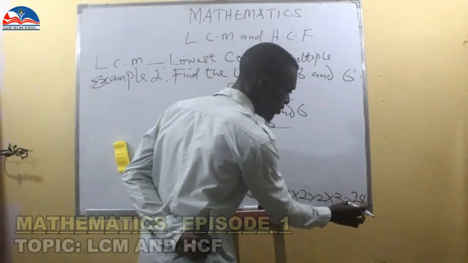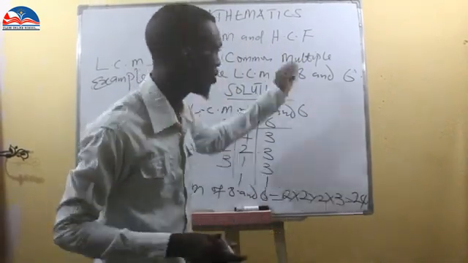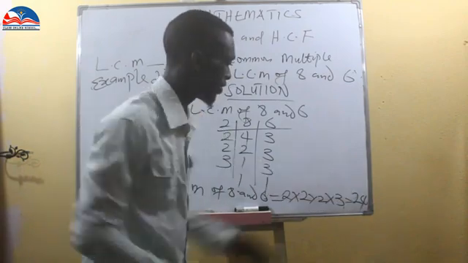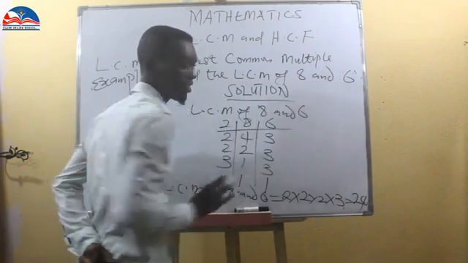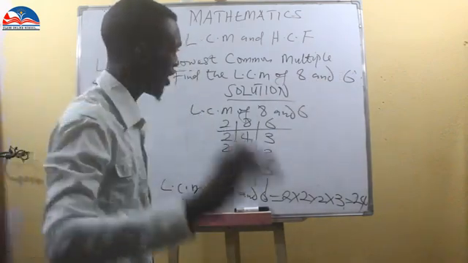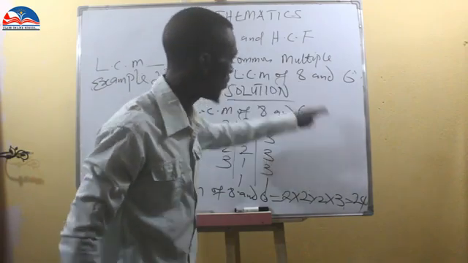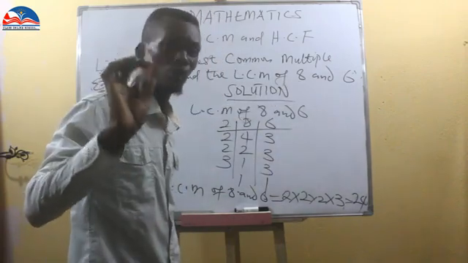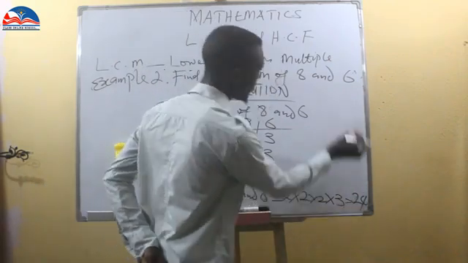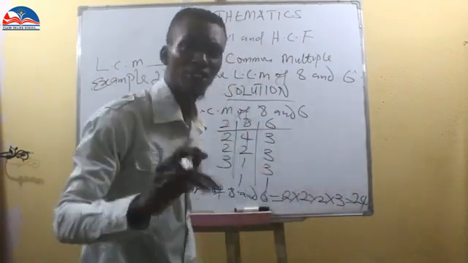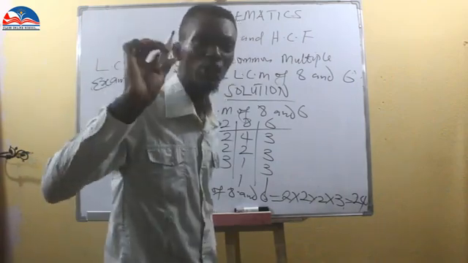Now, when you obtain the LCM of any question you are asked, you observe one thing. Each of the numbers can divide the value that you obtain as your answer without remainder. What do I mean? We obtained 24 as the LCM of 8 and 6. If you use 24 to divide 8, 24 divided by 8 gives us 3. 24 divided by 6 gives us 4.